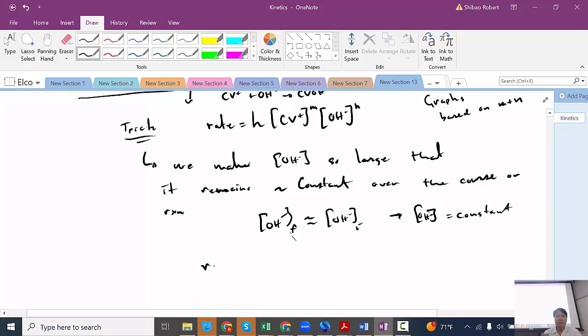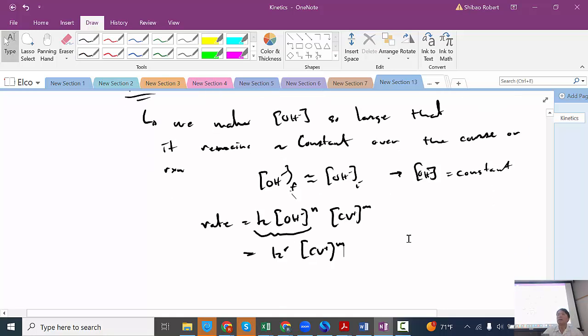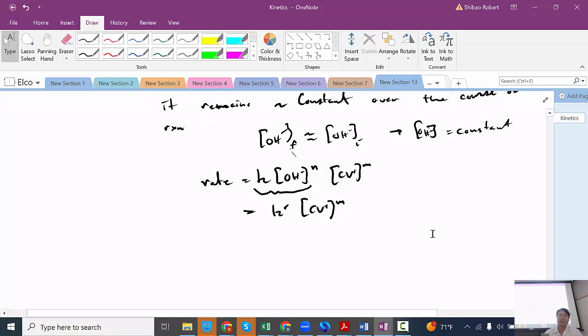If that's the case, then what we do is we say the rate is equal to K, and then I'm going to put the hydroxide here. This is hydroxide, still to the N power. And this will be the crystal violet over here to the M power. Then we're going to roll this into a new constant, and that new constant is called K prime. And this will be times the crystal violet concentration to the M. So now we only have this dependent on the crystal violet concentration. As the crystal violet concentration changes, so does the rate. And so this is called pseudo-M order.